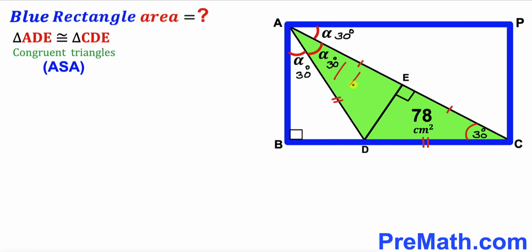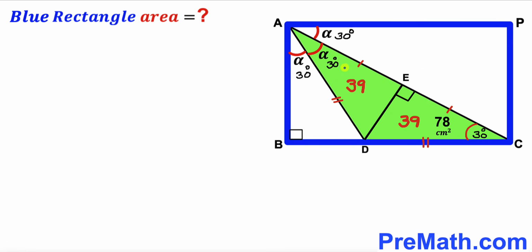And since both of these triangles are congruent, then their area has got to be identical as well. If their area is uppercase A, then this triangle area is going to be uppercase A as well. And we know the area of this whole green shaded triangle is 78 centimeter square. So therefore the area of this triangle is going to be half of 78, which is 39 centimeter square, and the area of this triangle is going to be 39 centimeter square as well.